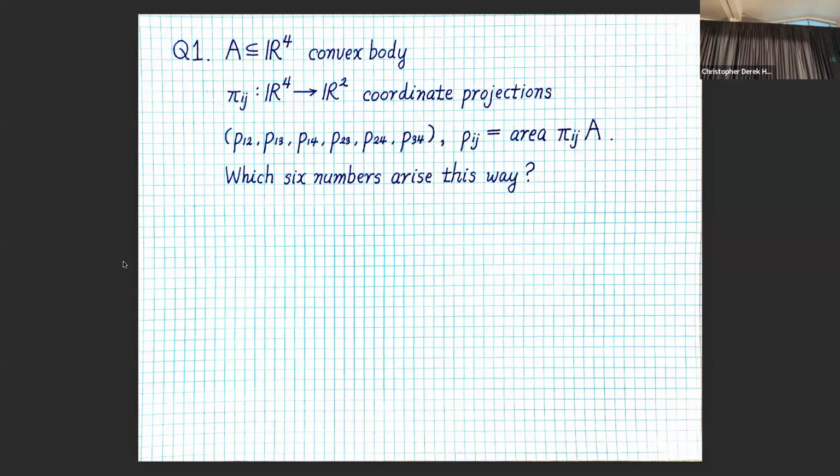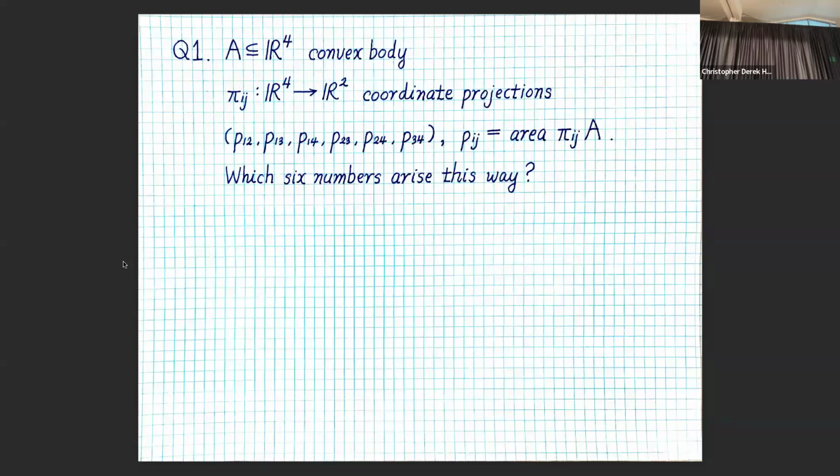The first one has a very simple formulation and it has a very nice answer. So it's a good thing that we ask this question. And here's how it goes. So think of a convex body, any convex body, say A inside R4. And let's look at the 6 coordinate projections from R4 to R2. There's 1, 2 projection, 1, 3 projection, 1, 4, 2, 3, 2, 4, and 3, 4 projection.